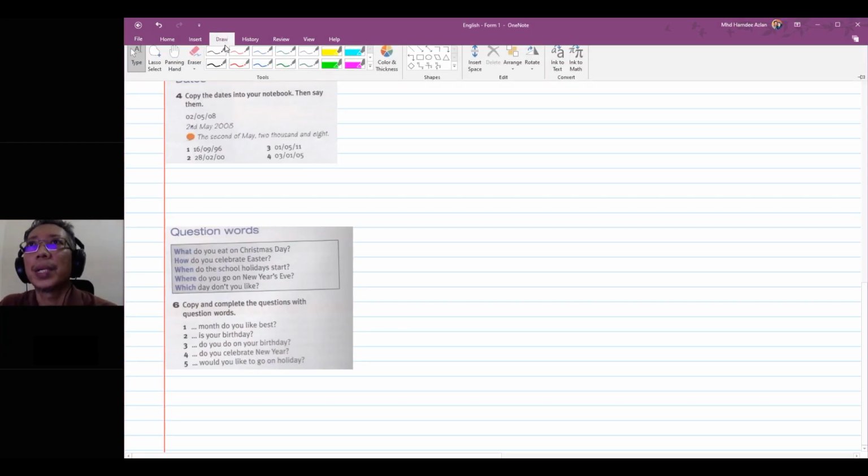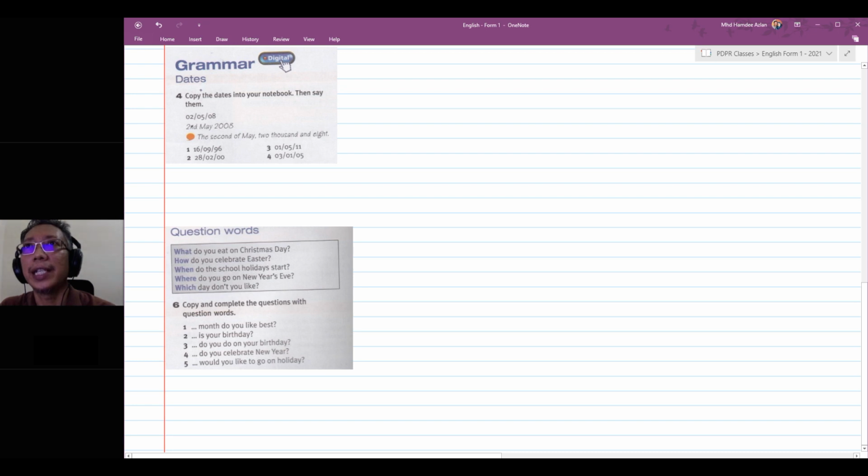Now in part 4, if you look at the title, dates, copy the dates into your notebook, then say them. Let's first go through the first example here. The dates given to you, 02/05/08. Here is the format for the dates. The first 2 is the day. The second in the middle one is the month, and the last 2 numbers is the year.